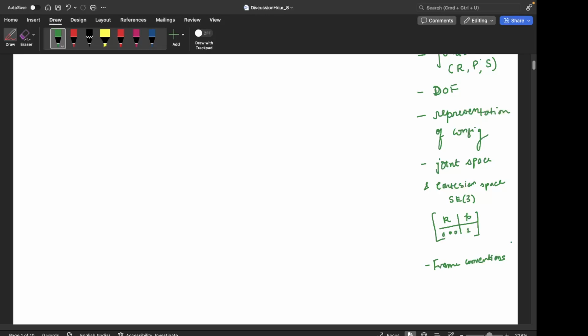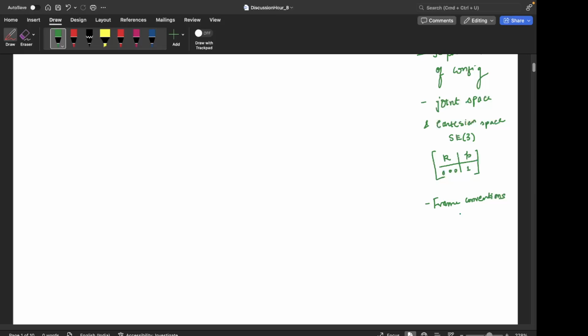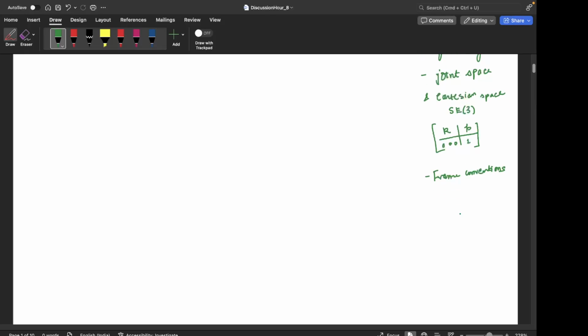Once we describe the configuration and the frames, then we start our discussion of the mathematical model. This discussion was split into two parts. One was kinematics, and the other was dynamics.